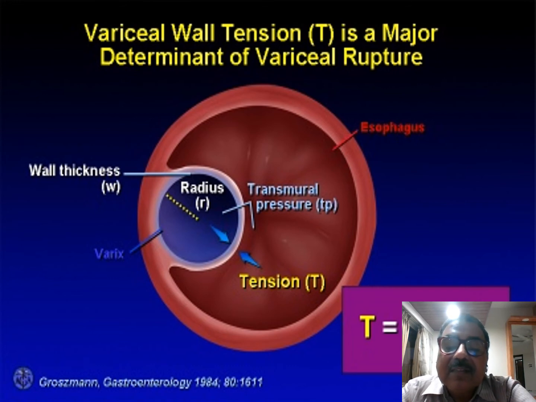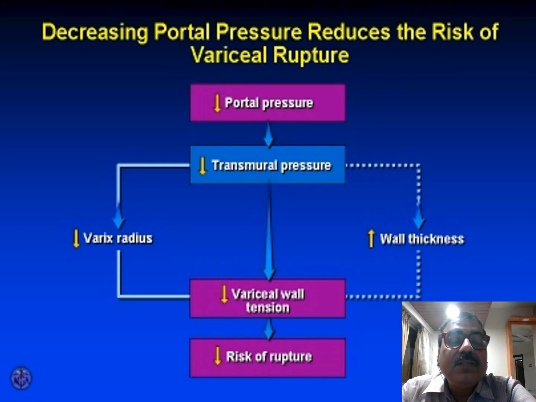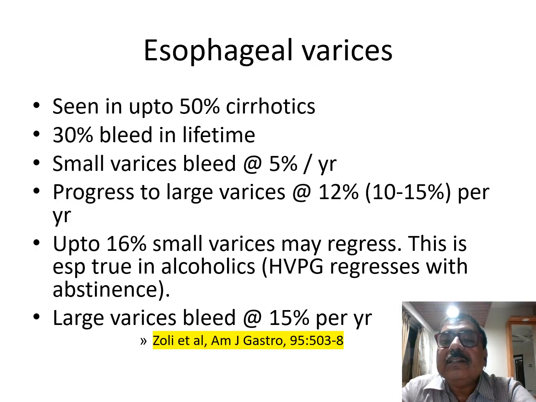Lesser is the thickness of the vessel wall of the varices, more is the chance of that. So that is why the bigger one and the thinner one have to be identified and endoscopically worked on. And that is why this concept of variceal wall tension and major bleed has been brought in. So these are the ways we have to go with that. Decreasing the portal pressure brings the transmural pressure down, the variceal radius goes down, and that is why we can go with that. And that is why we have to understand that earlier therapy helps in adequate control and more survival.